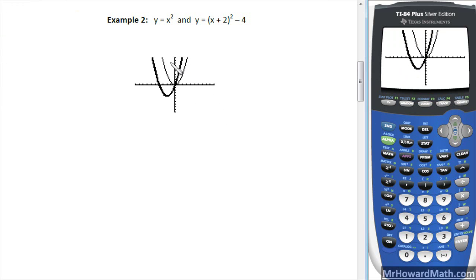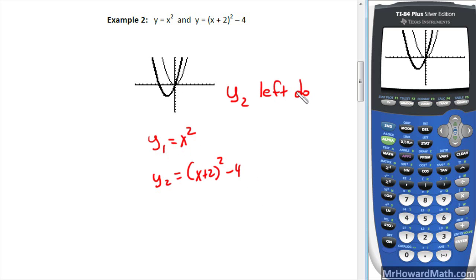And looking at it, the width looks about the same. They're both the same width, but this one, y2, so let's write this. y1 is x squared, y2 is x plus 2 quantity squared, subtract 4. The y2 is left 2 and down 4, compared to the original.